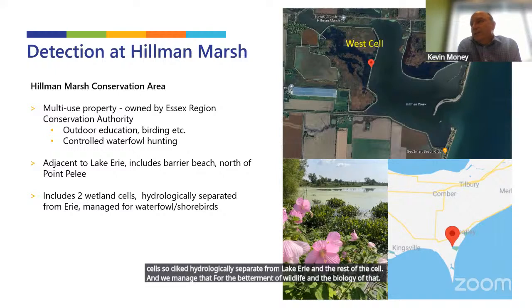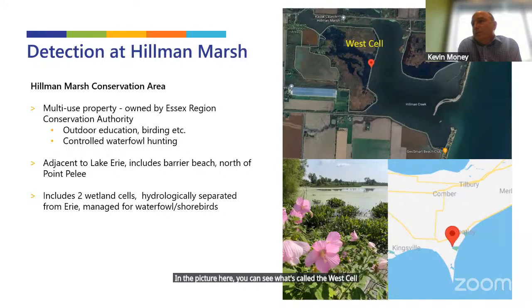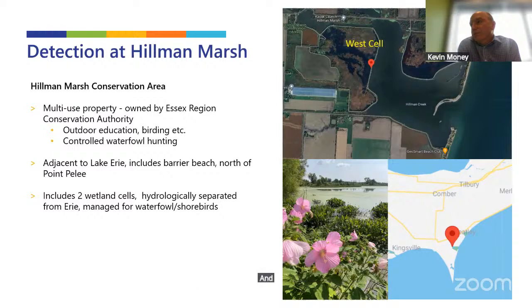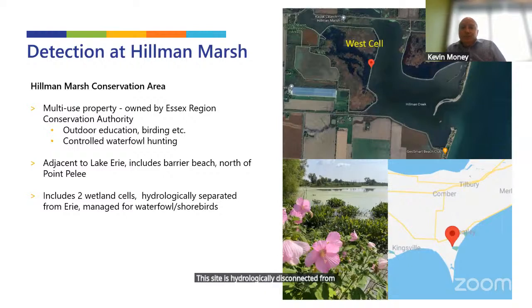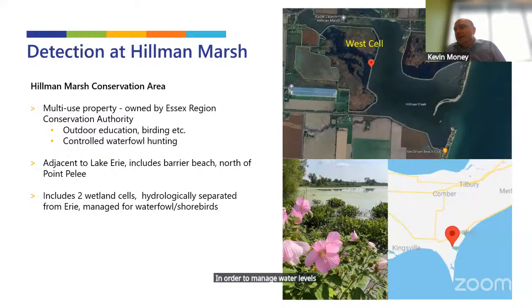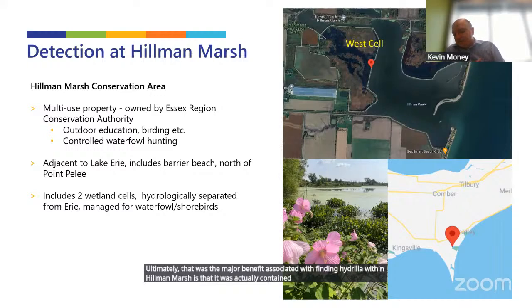In the picture here, you can see what's called the west cell. That is where the hydrilla was detected, and you can see the little dot there. That was the first occurrence of where it was actually found. This site is hydrologically disconnected from everything else. There's a large dike around it, and we pump water in and out of this in order to manage water levels in this west cell as well as our east cell. But ultimately, the major benefit associated with finding hydrilla within Hillman Marsh is that it was contained within our west cell.